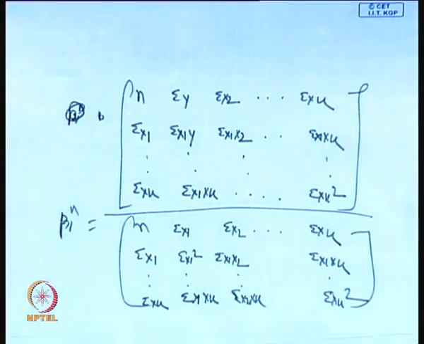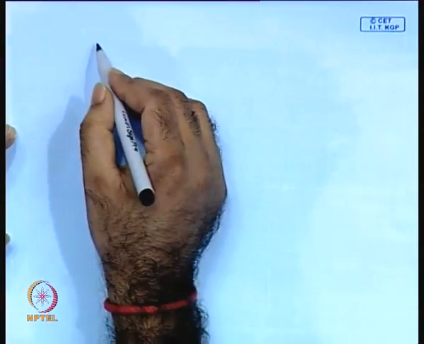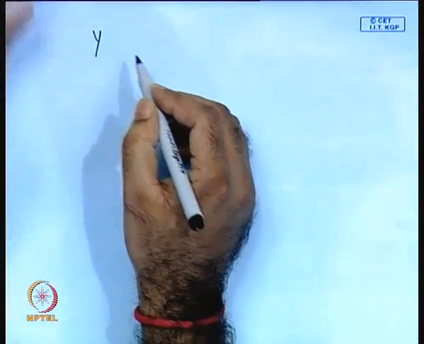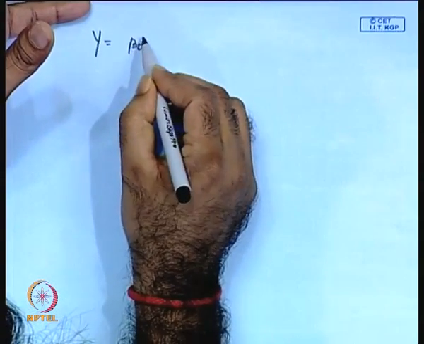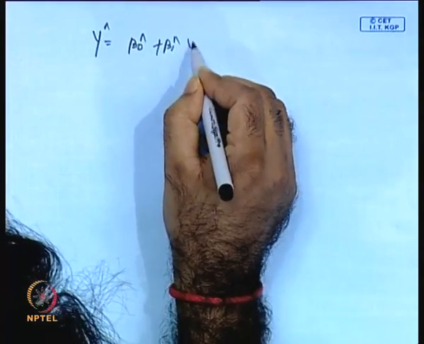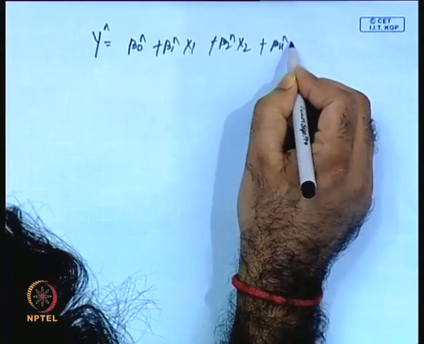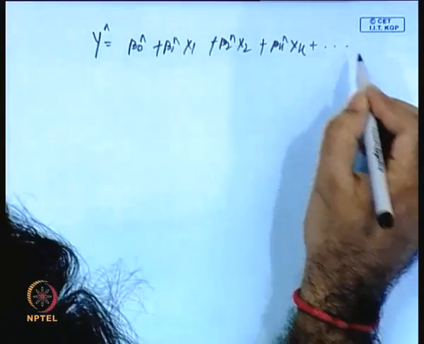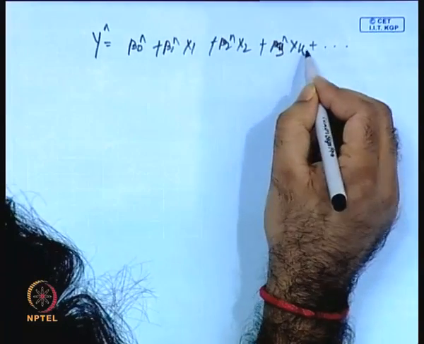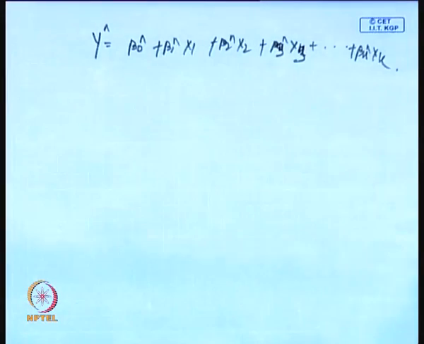Now what do you have to do? The standard procedure is that if you simplify further, it will come like this. It can also be in deviation format. So ultimately the standard structure is y equals beta 0 head plus beta 1 head x1 plus beta 2 head x2, plus beta 3 head x3, and continuing up to beta k head xk. So this is how you have to proceed.